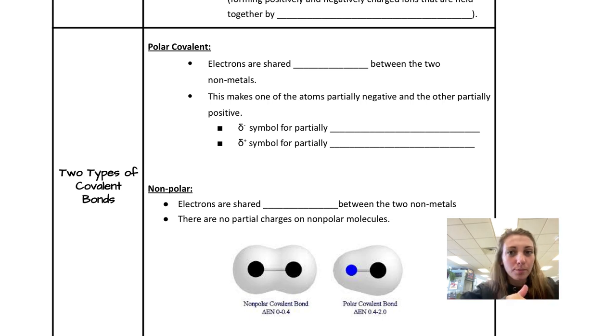Now, polar. When you think polar, you know about the North Pole, right? There's a North Pole and the South Pole on the Earth, the opposite sides of the Earth. It's kind of the same thing for polar. We start to have a separation of charge because our electrons are going to be shared unevenly, or sometimes you might write unequally, between these two atoms.